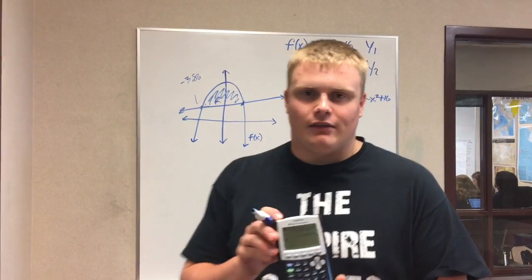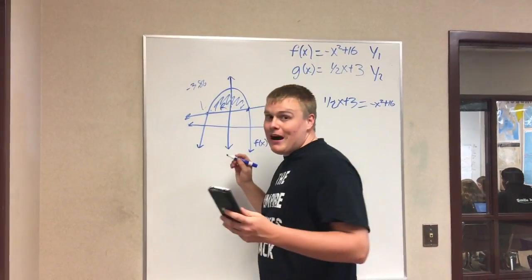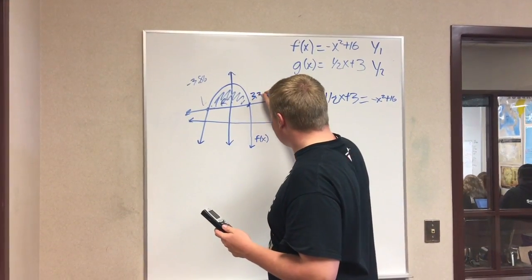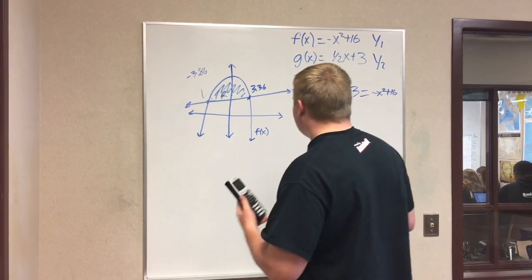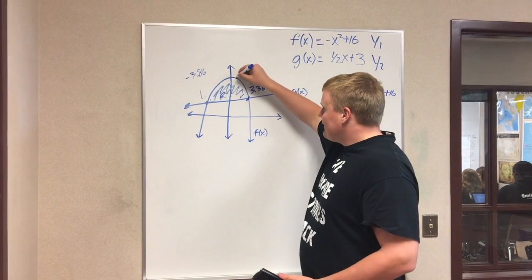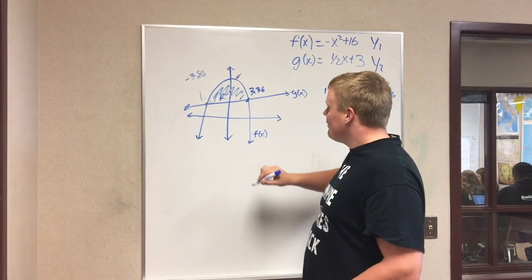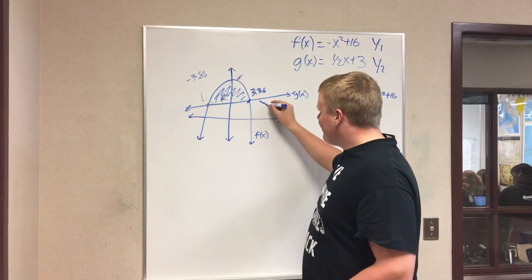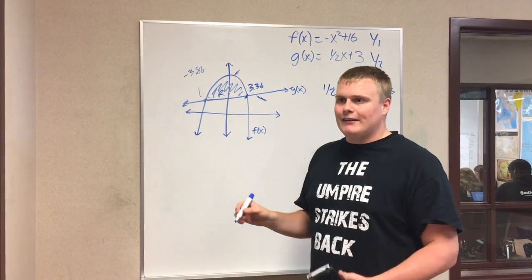And I got negative 3.36. Excuse me, positive 3.36. Sorry, students. Now, after this, it's pretty easy. What we want to do is take the top graph minus the bottom graph. It's always top minus bottom.